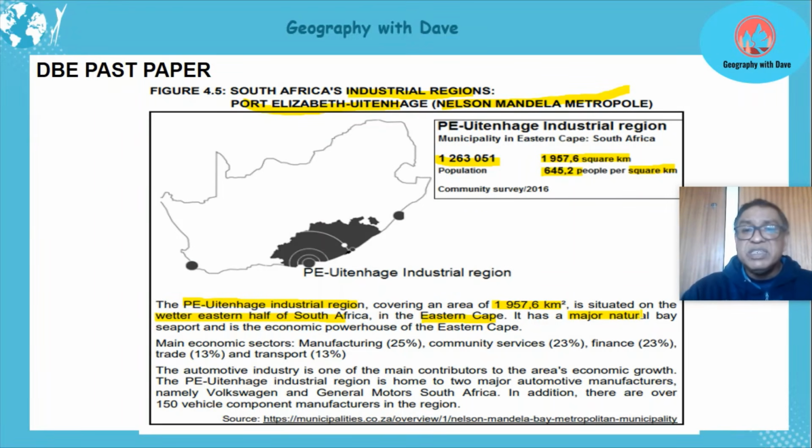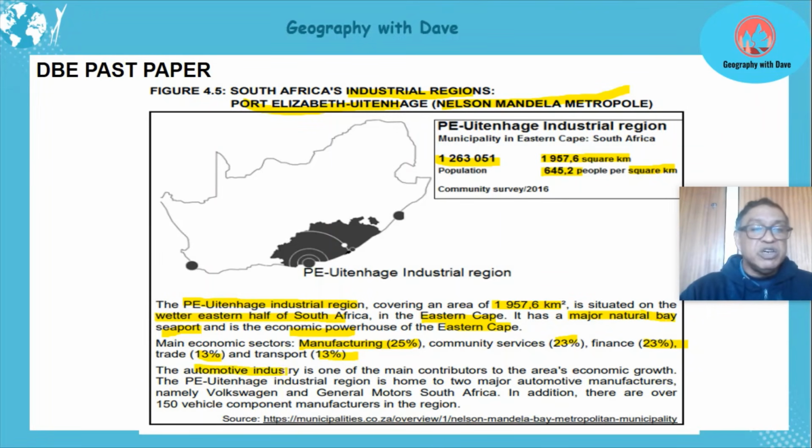Why are the examiners giving us all this? It's significant, learners, because they most probably are going to use some of it. Seaport, and is the economic powerhouse of the Eastern Cape. It tells you it's a massive area in the Eastern Cape. It talks about the economic sectors. Manufacturing is massive, eh? Then it's community service. Then it's finance, okay? And then it's trade. And then it's transport. Can you see manufacturing? All right, massive.